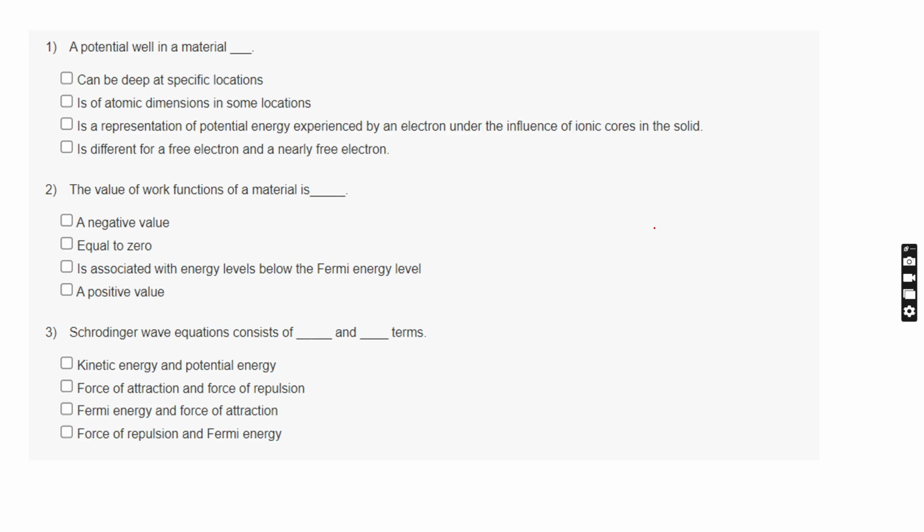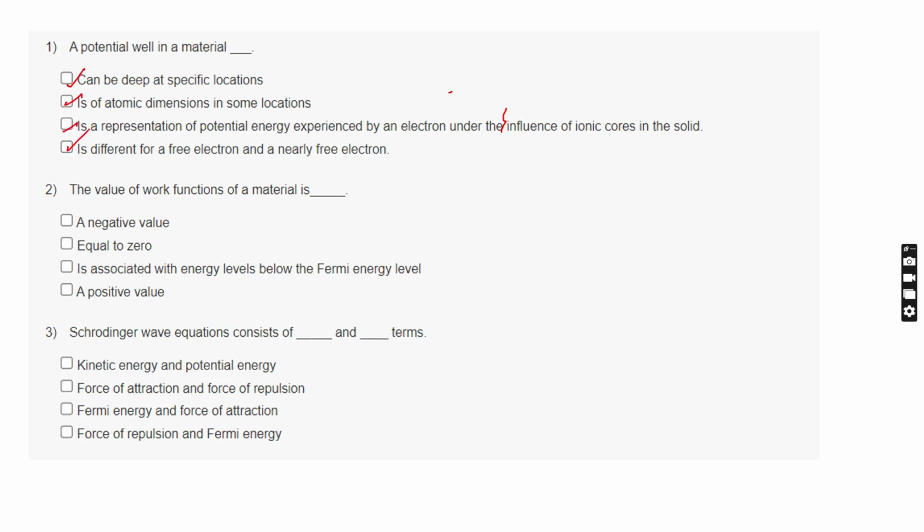Now see here these questions. A potential in a material is the representation of the potential energy experienced by an electron under the influence of the ionic core. Nothing but that it can be defined by specific location in its atomic dimension, as well as the difference of a free electron and the nearly free electron. So all of the above, which all are the correct answer here.